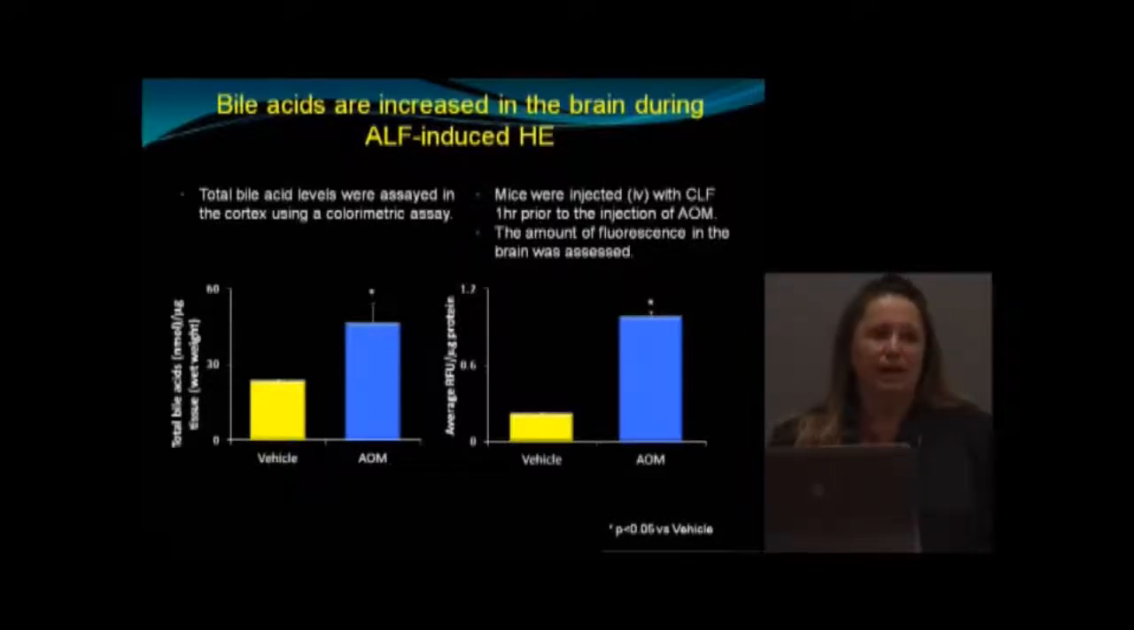Some may question, actually I question, the specificity of this colorimetric assay. So we did a second strategy where we injected mice with cholyl-lysyl-fluorescein. This is a fluorescent bile acid derivative that has been shown to be transported with exactly the same kinetics as an endogenous bile acid. We injected this IV 1 hour prior to the injection of azoxymethane, and then assessed the amount of fluorescence in the brain. And indeed, we still see an increase in the fluorescence in the brain. So we are confident that there is an increase of bile acids gaining entry into the brain.